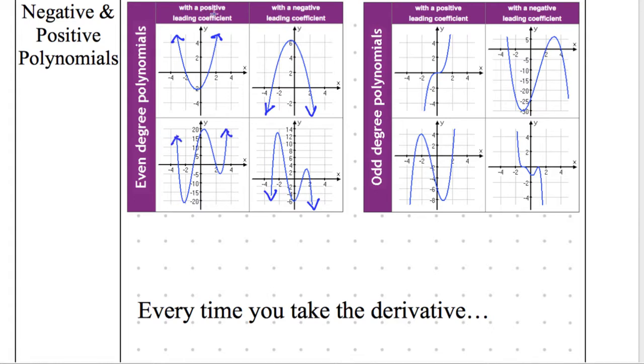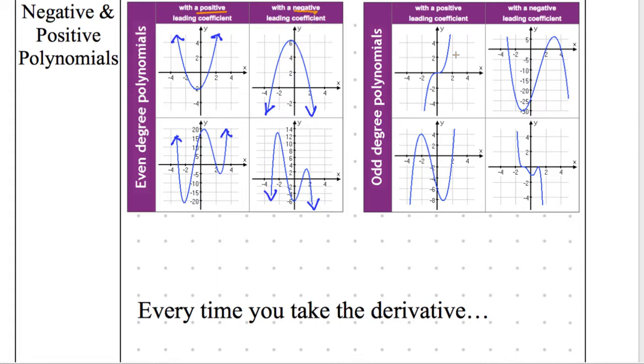So with a positive leading coefficient, an even degree polynomial will always point up with both sides. The left and the right end behavior always point towards positive if it's positive. Let me do orange because you can see that better. With even degree polynomials, both ends will point down for negative.